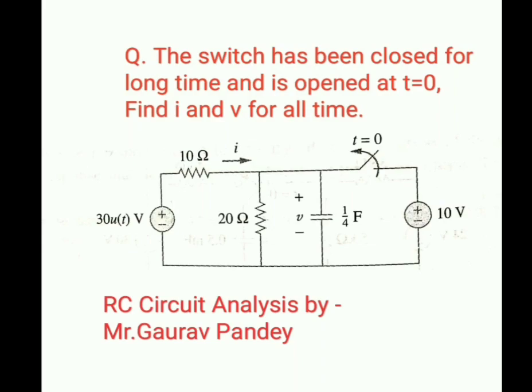So on your screen there is one numerical where it is written: the switch has been closed for a long time and is opened at time t equals 0. Find the current and voltage for all time. For all time means that we are talking about when the switch is closed for a long time and what will happen when the switch is opened. What are the particular states of the current during these two durations?